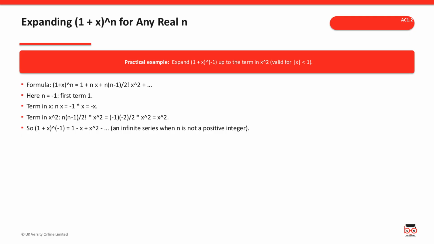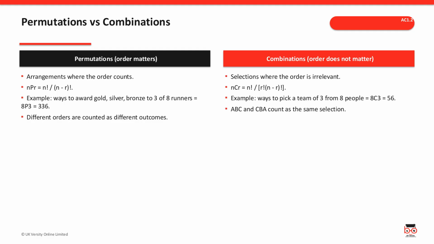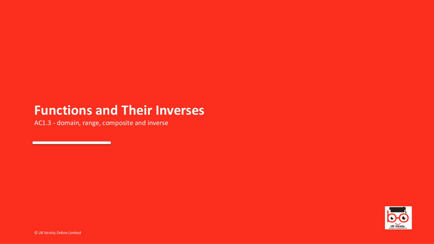The difference between permutations and combinations comes down to whether order matters. Permutations count arrangements where order counts, using nPr, for example, awarding gold, silver and bronze to 3 of 8 runners gives 8P3, which is 336. Combinations count selections where order doesn't matter, using nCr. Picking a team of 3 from 8 people gives 8C3, which is 56. The same 3 people can win the medals in many orders, but they only make one team.